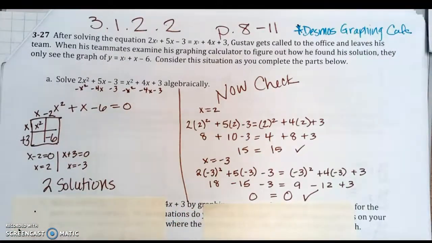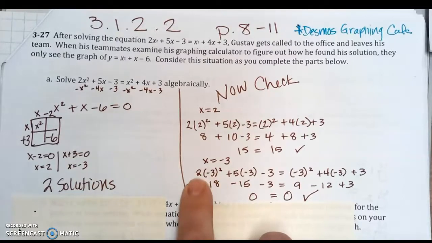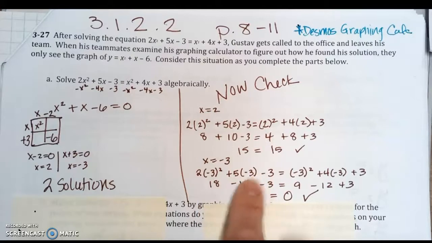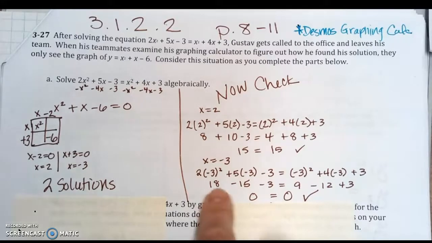And again, we're going to take the negative 3, plug it back into the original equation all the way back up at the top, and then simplify using order of operations. So negative 3 squared is 9. 9 times 2 is 18. 5 times negative 3 is negative 15. And then subtract from left to right. 18 minus 15 is 3. 3 minus 3 is 0.